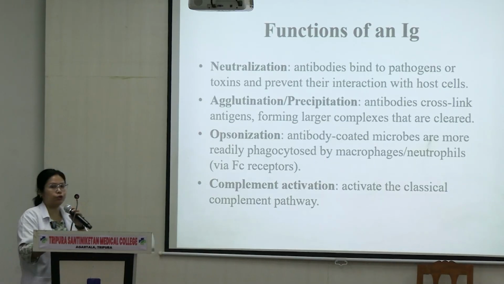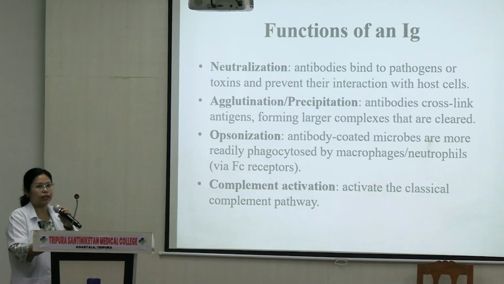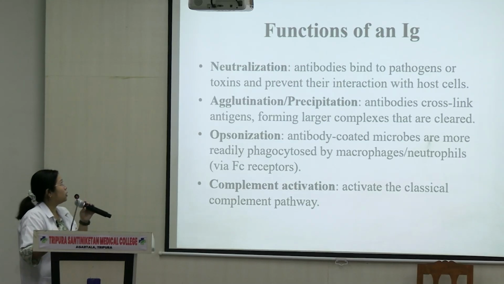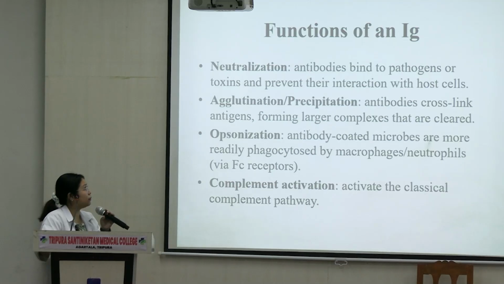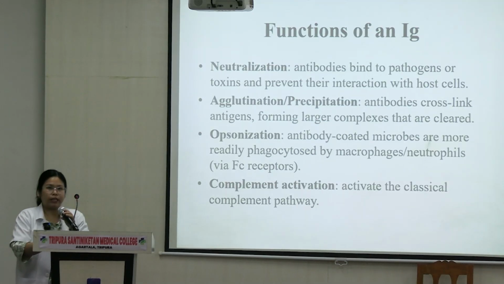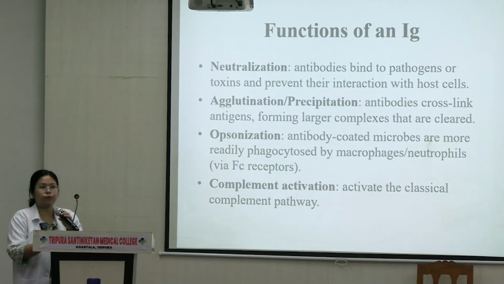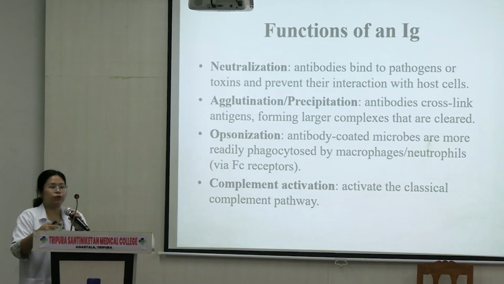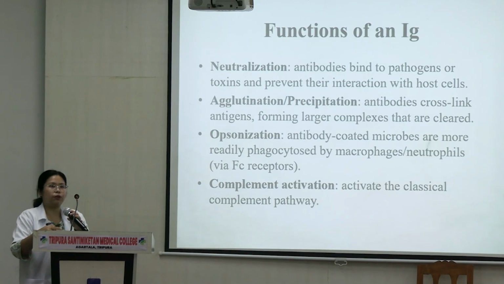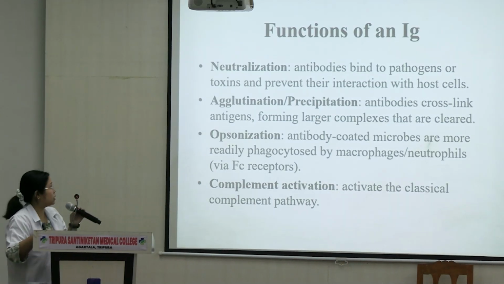Let's understand the function of immunoglobulin. You know by now that they are used to kill microorganisms or any antigen that is there in the body. They cause neutralization, which means that they bind to the pathogens or whatever toxins are in the body, and they do not let them interact with the host cell. Host means us. The antibodies in our body will not let these outside antigens interact with our cells.